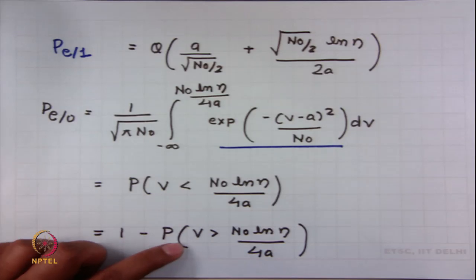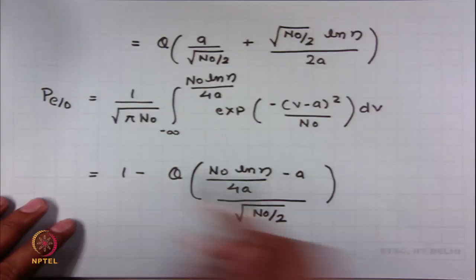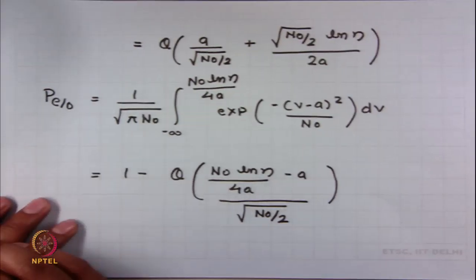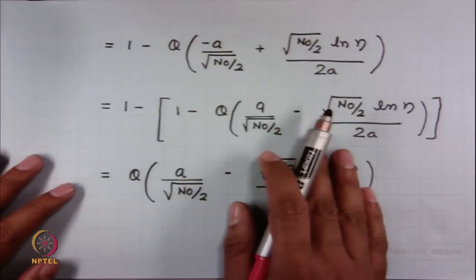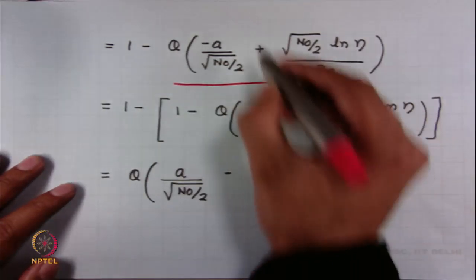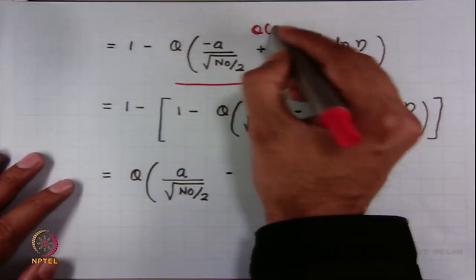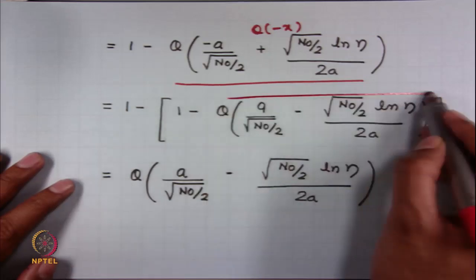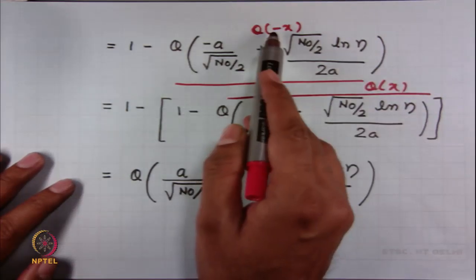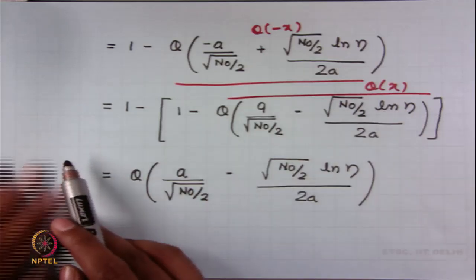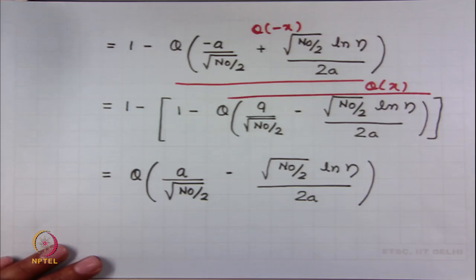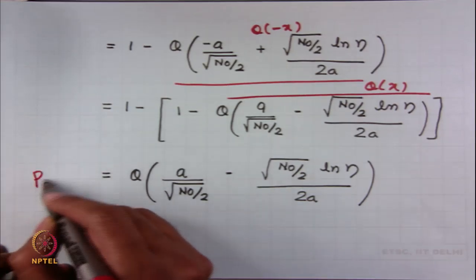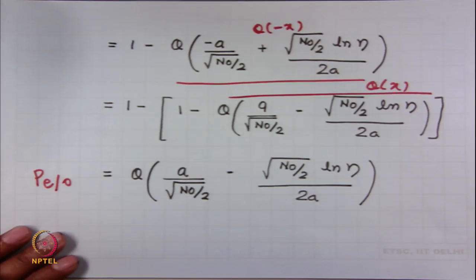Using these simple ideas, we can express this probability of error given 0 in this way. Then rearranging this, let us say this is Q of minus x, and this is Q of x, and Q of minus x is 1 minus Q of x. From this we can get to this form, and we have calculated the probability of error when 0 has been transmitted.